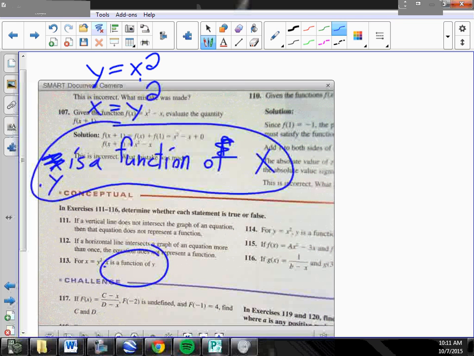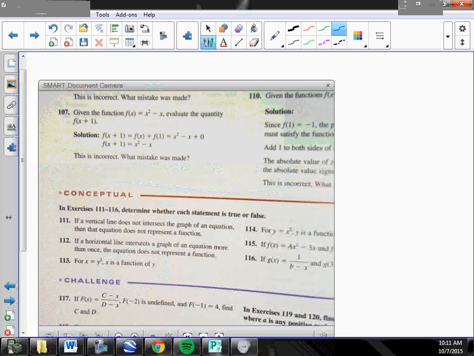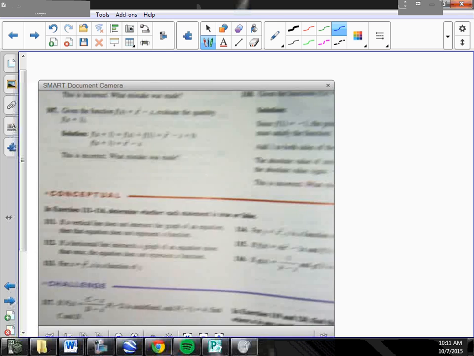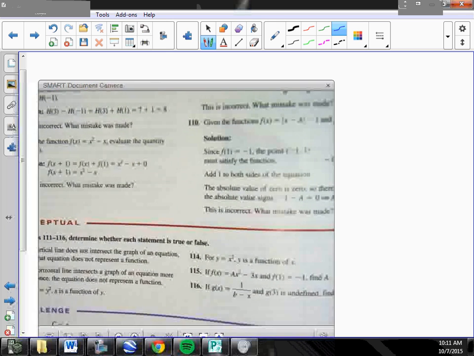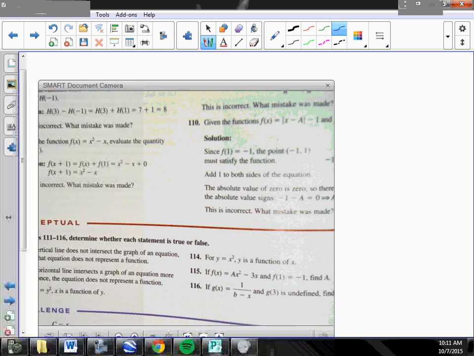According to our old definition, we always say y is a function of x. But if you change that definition, then x equals y squared becomes a function. Okay? 114, for y equals x squared, y is a function of x. That's true. And that's the sort of function we normally deal with.